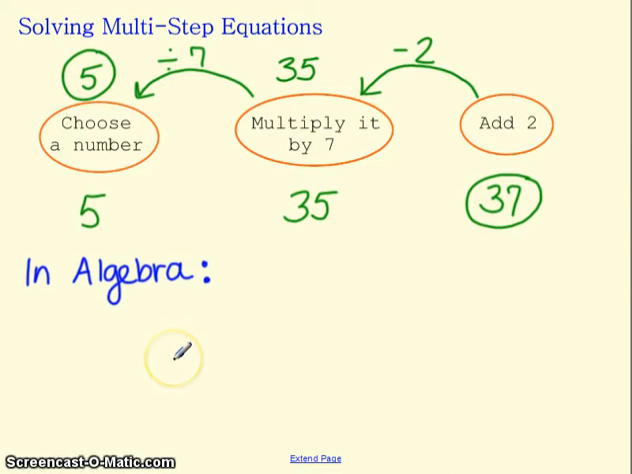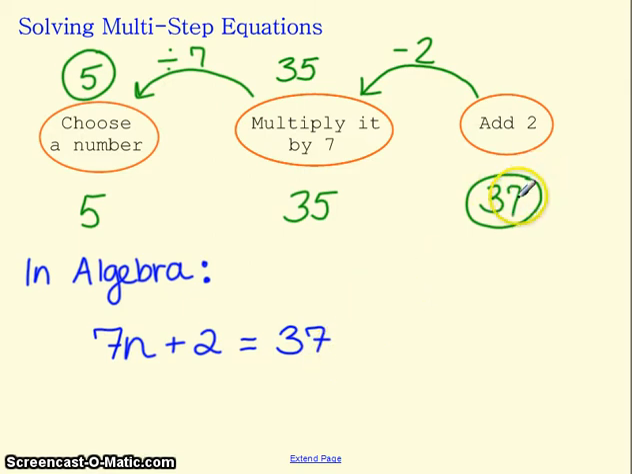So in algebra, when we choose a number, and it can be anything, that's a variable. So choosing a number means, let's say we pick n to stand for number. And then if we multiply it by 7, I'd put a 7 in front of that n, so now we have 7n. And then if I added 2, that would mean that I put a plus 2 on the end. And then if I knew that I was going to get 37 eventually, I would say that equals 37. So just like we did before, now we have an equation that we can solve.